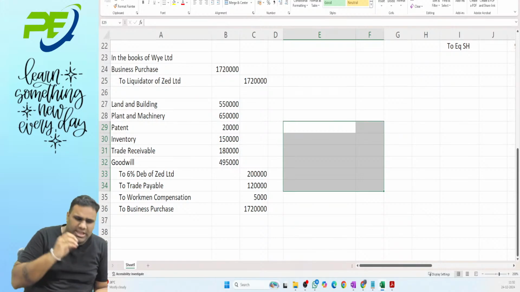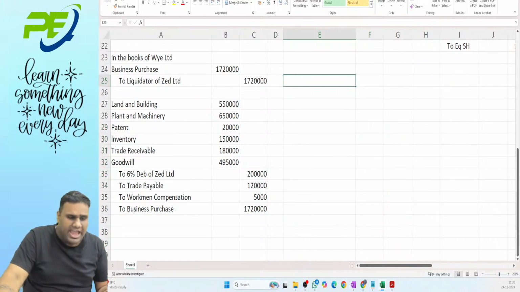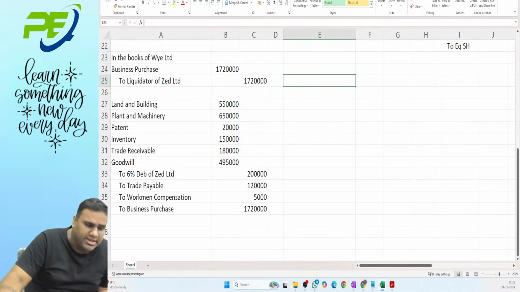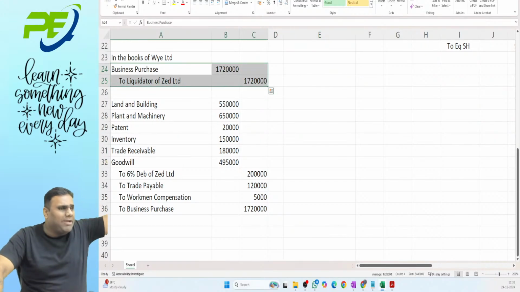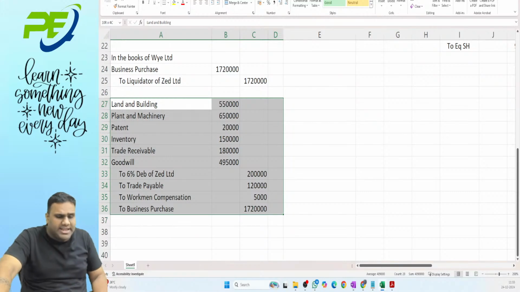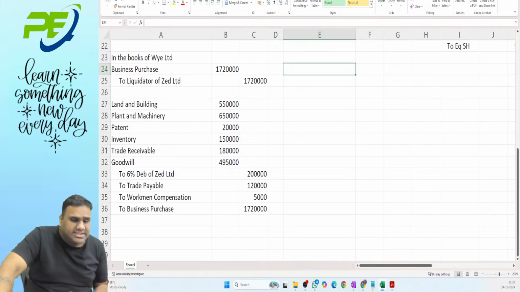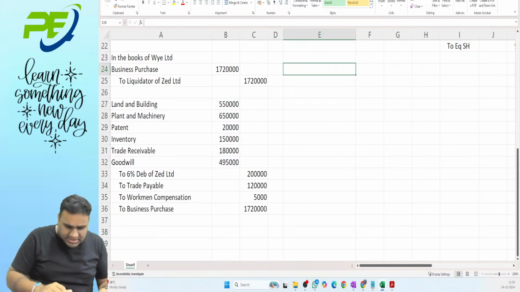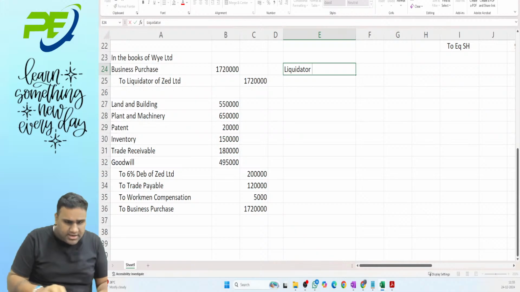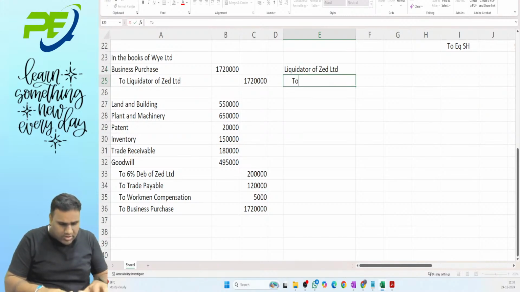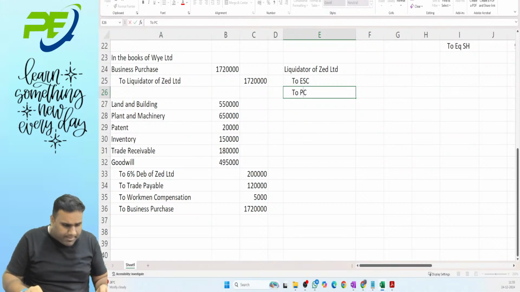We are writing the journals. Remember, I have to give you 1 point here. So, bhaiya, first entry, we have purchased business. Second entry, we have incorporated assets and liabilities. Everyone, can I continue? Next entry was discharge. Liquidator of Z Limited to equity share capital, to preference share capital, to cash.